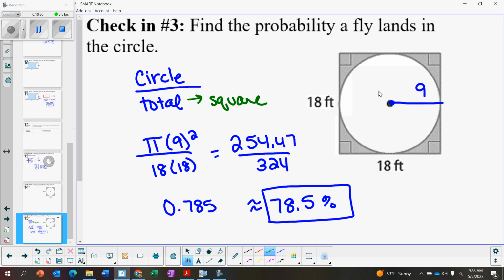And that is everything we're going to talk about for area of a sector and geometric probability.